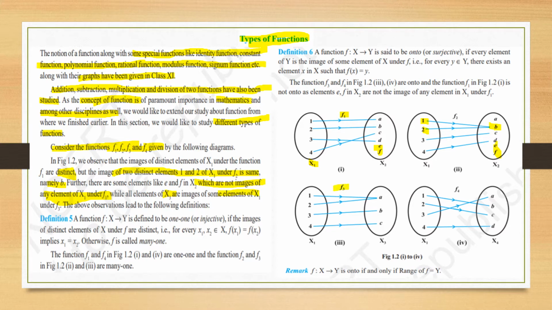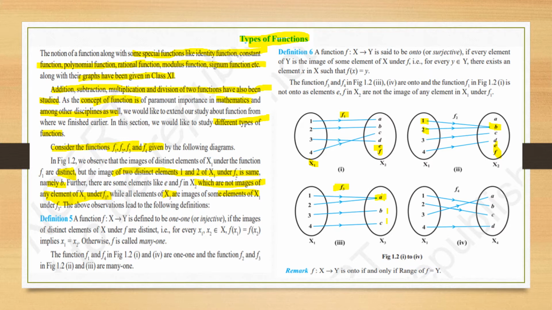Now observe function f3, you can see here that the first two elements have the same image A, okay? But one thing is satisfied here, that every element of x1 gets an image, and all these images have a pre-image, okay? Means there is no element left like E and F were left, and all the elements of this image set have a pre-image, whether it is unique or not, okay?